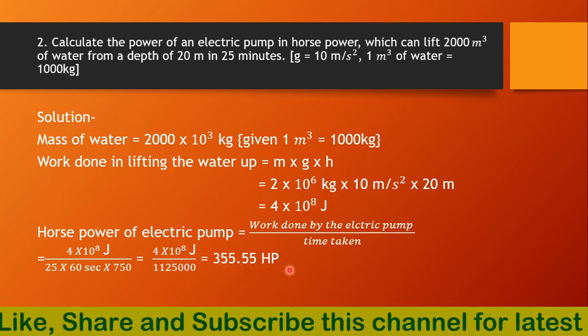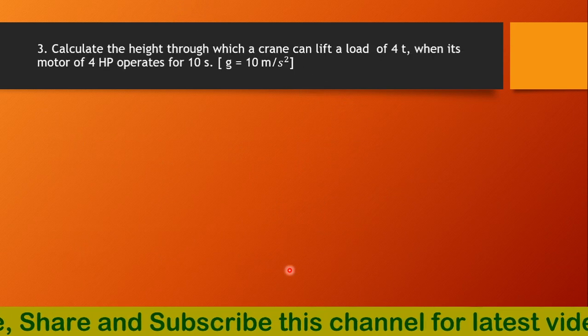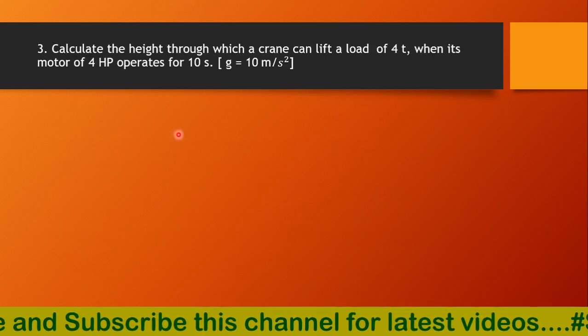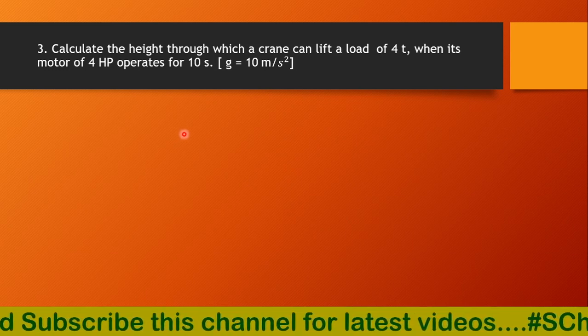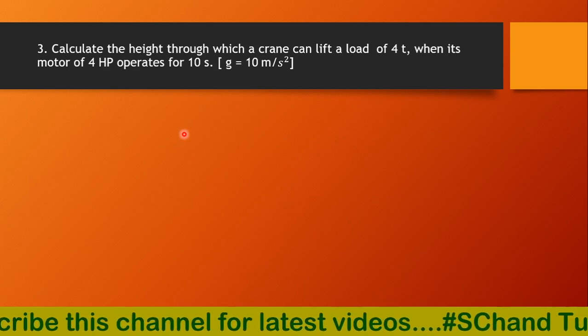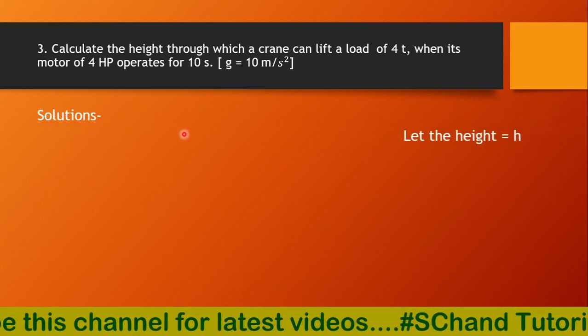355.55 horsepower. Then next we have number third, calculate the height through which a crane can lift a load of 4 ton when its motor of 4 horsepower operates for 10 seconds. g is given 10 meter per second square. Here we have the solution.